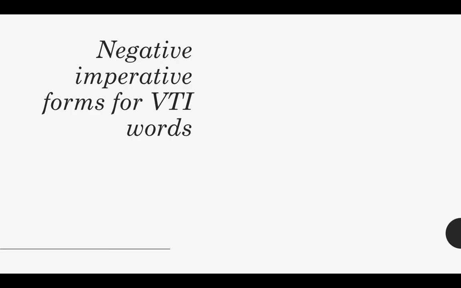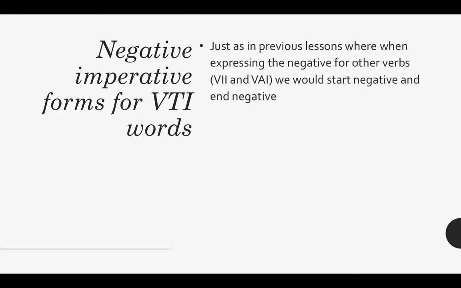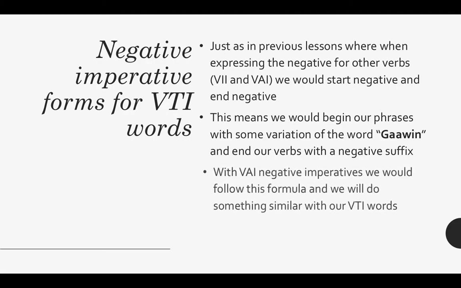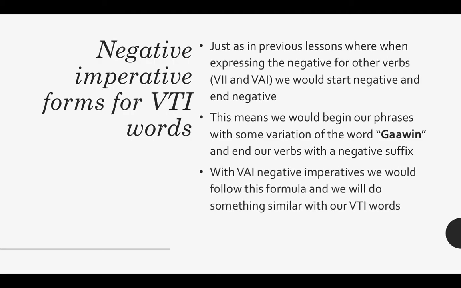All right, moving into negative imperative forms for VTI words. So just as in previous lessons, when expressing the negative for other verbs, VII and VAI, we would start negative and end negative. This means we would begin our phrases with some variation of the word gawin and end our sentence with a negative suffix. With VAI negative imperatives, we would follow this formula, and we will do something similar with our VTI words.